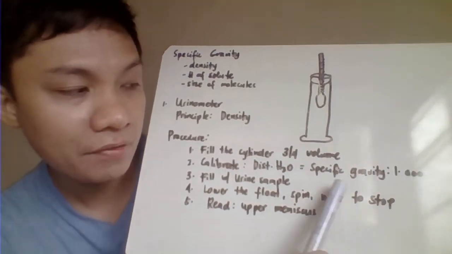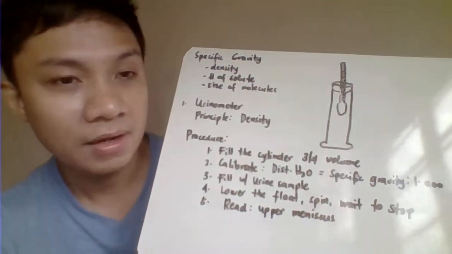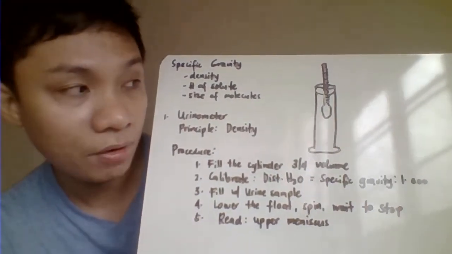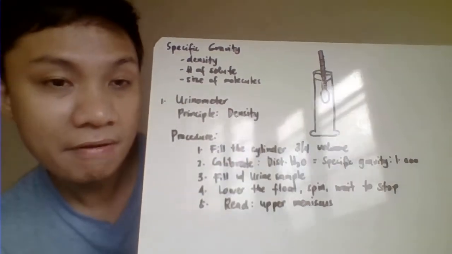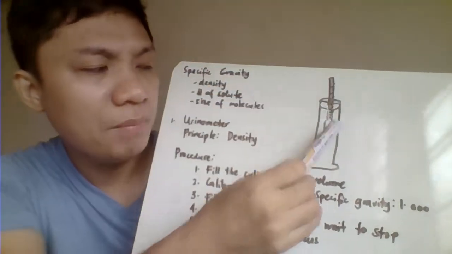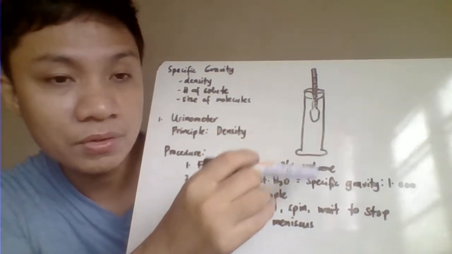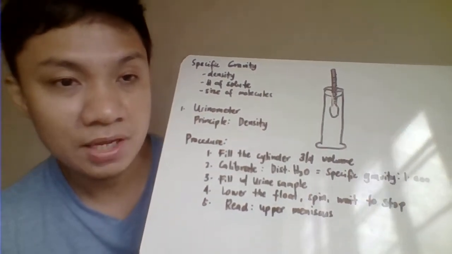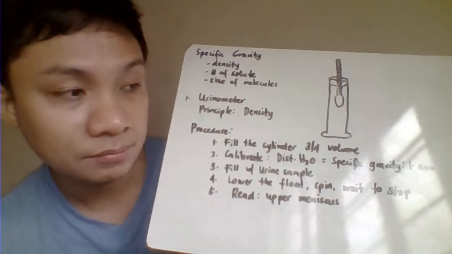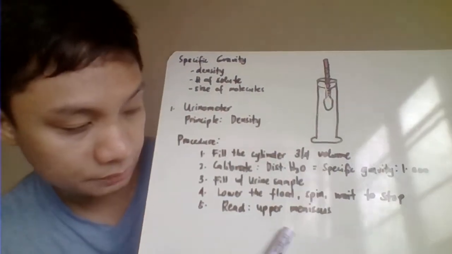Then after that one, if you've got already your 1.000, then you try to discard your distilled water and then try to fill with your urine sample. Again, try to fill that one 3/4 volume. And same procedure pa din, ilo-lower natin. Before gagamitin, make sure na dry ang ating float, and should not be contaminated here with the previous na solution or even the sample. Then lower mo ulit, then try to read the specific gravity reading.